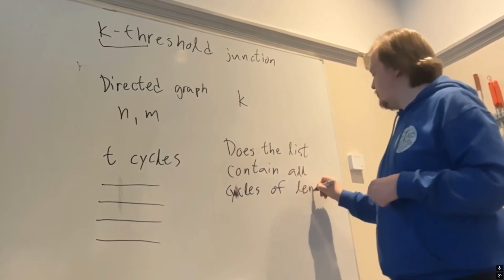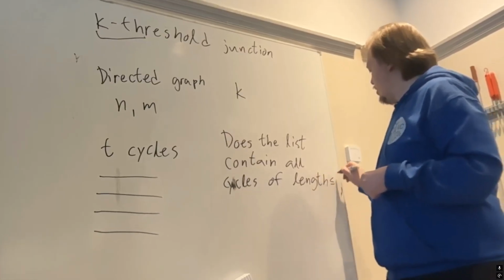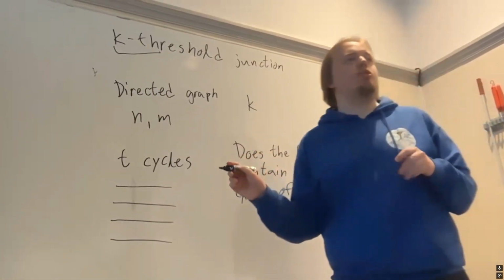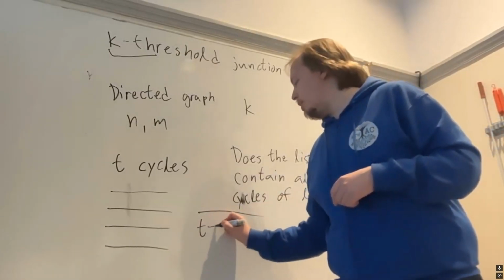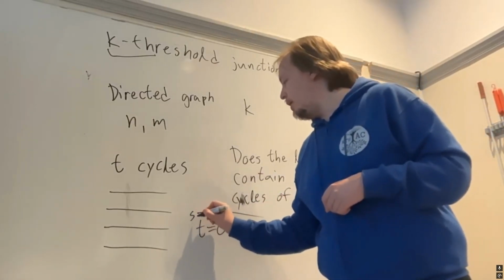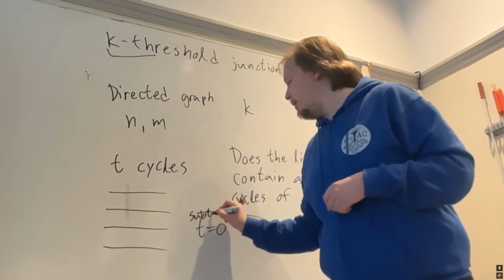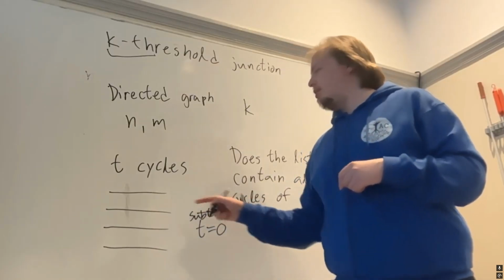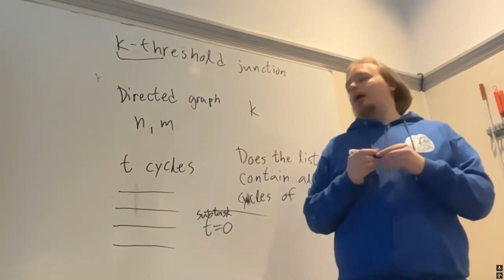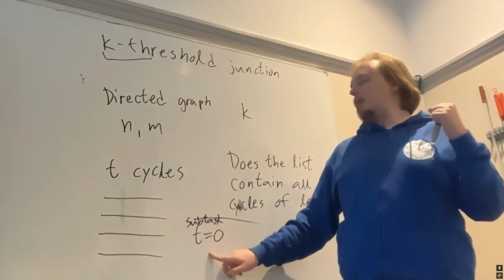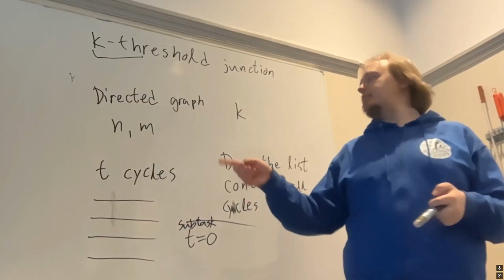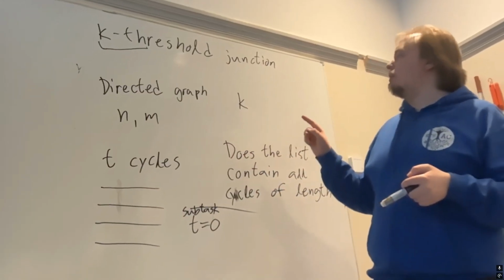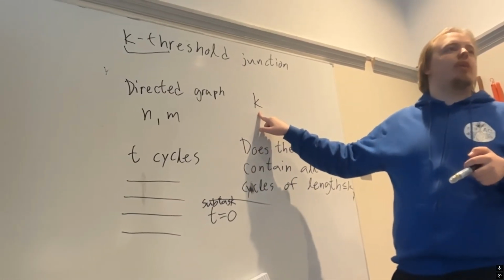Okay, so this is a rather difficult question. Let's first just deal with the subtask. The subtask was that T is guaranteed to be 0. So basically, the list is empty. When T is 0, you haven't been given any cycles. The question is really just, does there exist a simple cycle in the graph with length smaller than or equal to K?